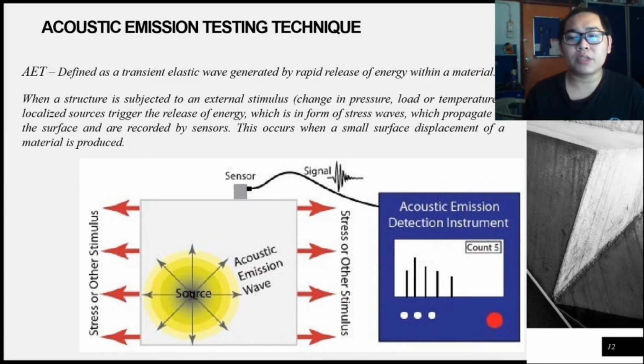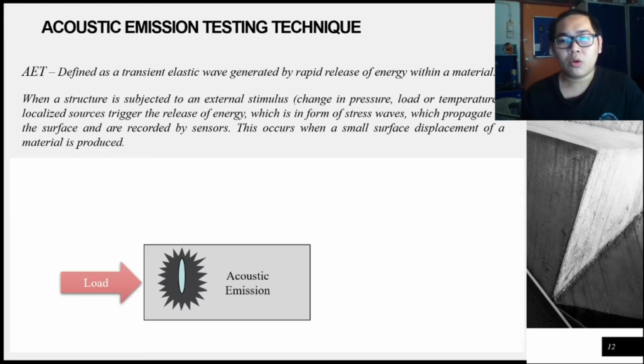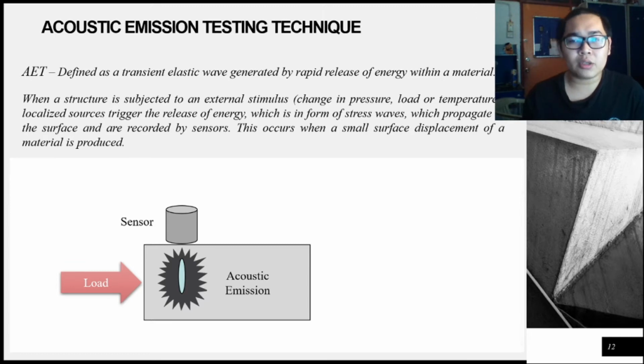This data will be shown in the AET instrument. Okay, I'll give an example. Initially, we have an inclusion in the sample. So, when a load is applied to the sample, it disturbs the defect, which causes acoustic emission in the sample.